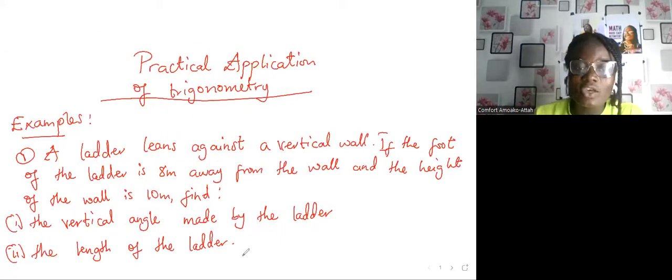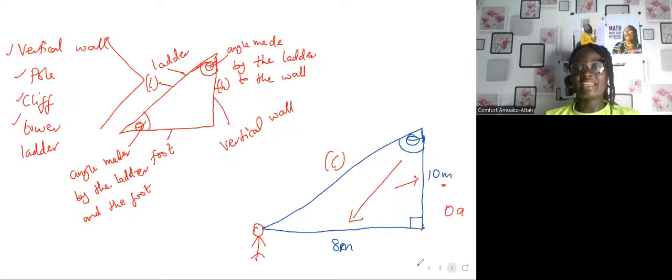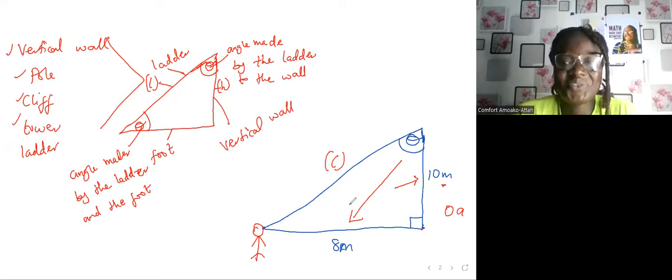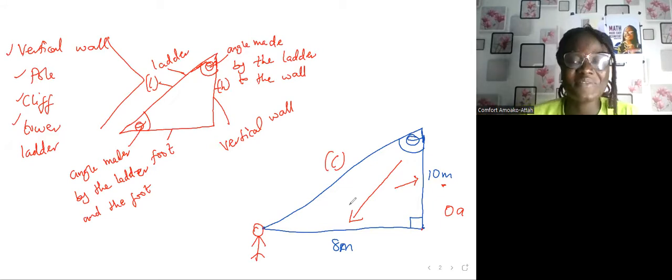Find the length of the ladder. Where is the length of the ladder? This is the length of the ladder, L. The length of the ladder is the side. So after knowing two sides, what do you think we can use to find the length of the ladder? Good. We can use the Pythagoras Theorem to find the length of the ladder.